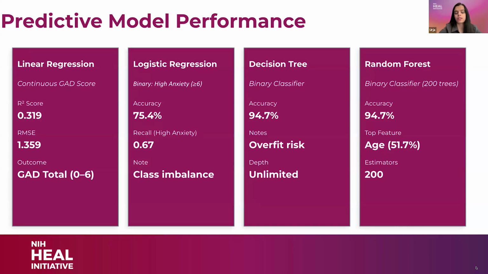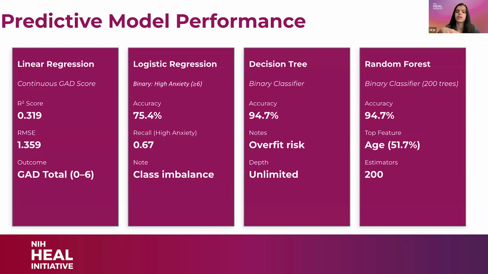We tested 4 models: linear regression, logistic regression, a decision tree, and a random forest. The classifiers all reported high accuracy, around 96% average, but that number is misleading because, like mentioned before, high anxiety cases are so rare in our data set that the model essentially learned to predict low anxiety case almost every single time.